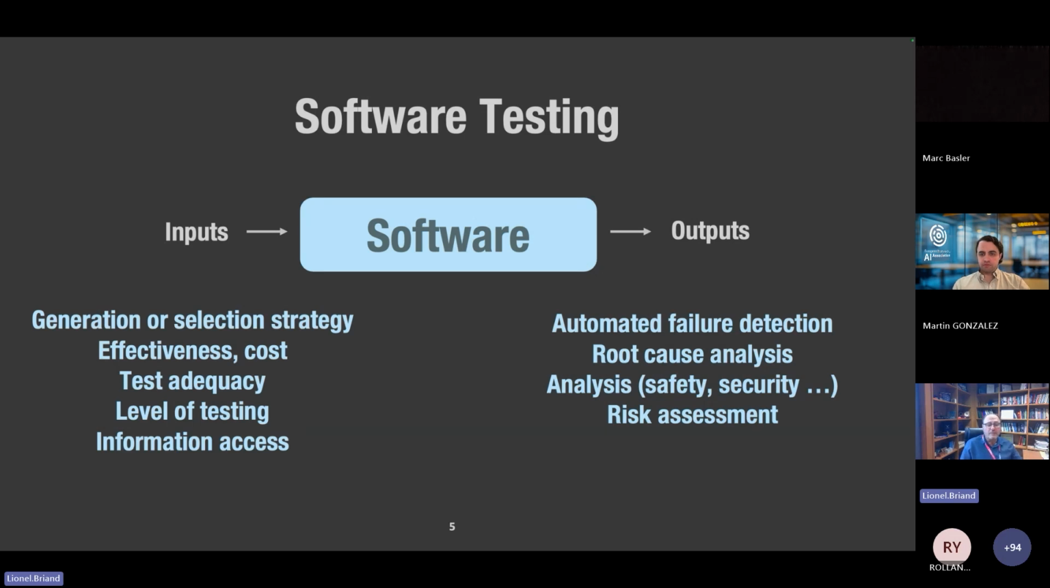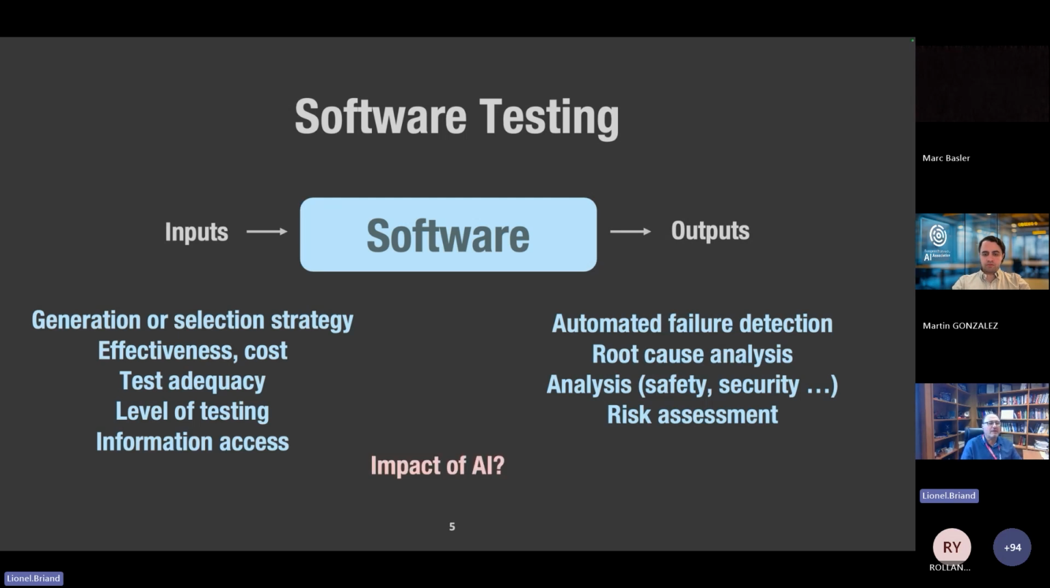And you also need a mechanism to detect failures automatically. Obviously, outputs cannot be analyzed manually. This doesn't scale. So this is often referred to as the test oracle problem or the test verdict problem. And you need mechanisms in order to help you identify the root cause of failures and then assess risks with respect to safety, security, and so on. So this is a 1 minute overview of what software testing is.